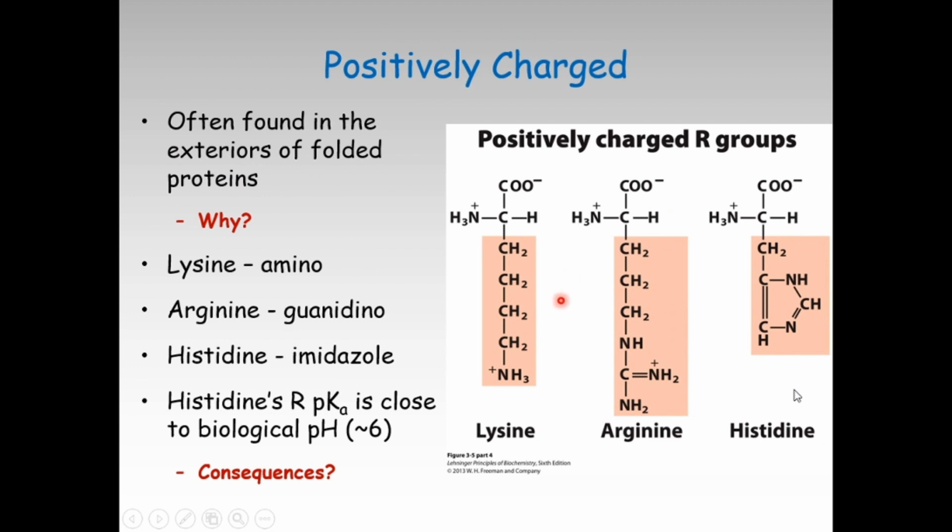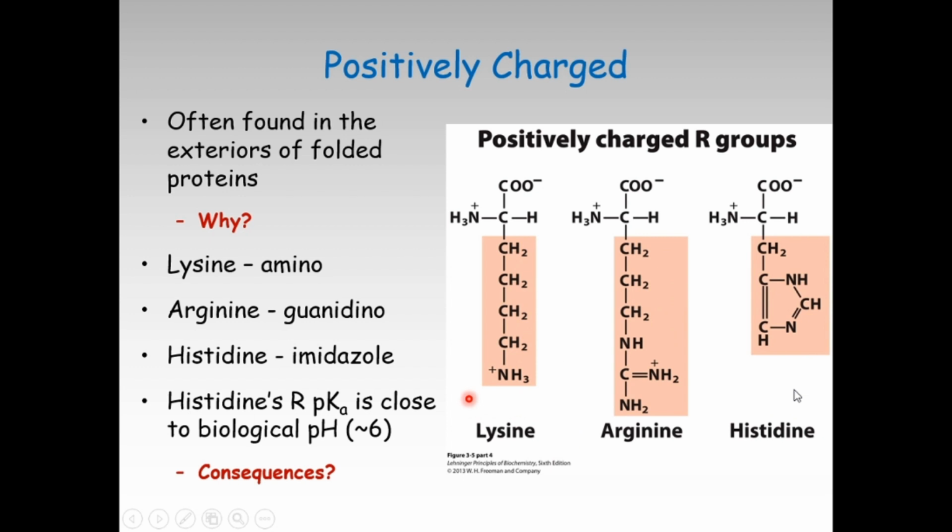What about positively charged amino acids? Often found in the exteriors of folded proteins. Again, think about it. Why? There are 3 different positively charged amino acids. One is lysine, another one is arginine, and the third one is called histidine. What is the difference? Lysine has a long alkyl chain.